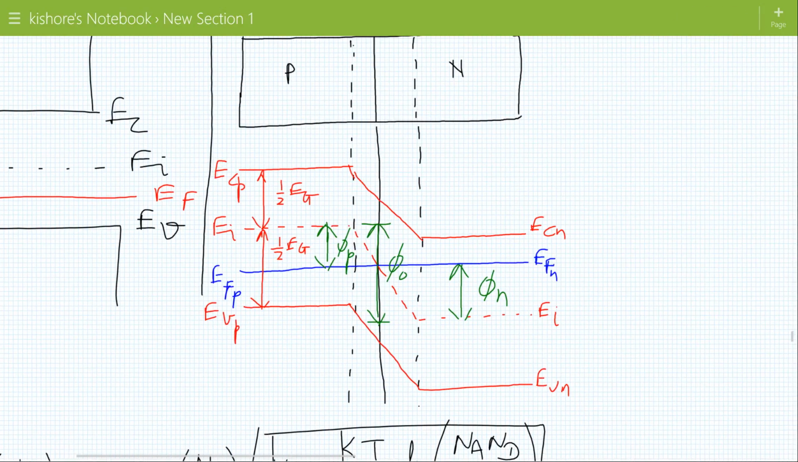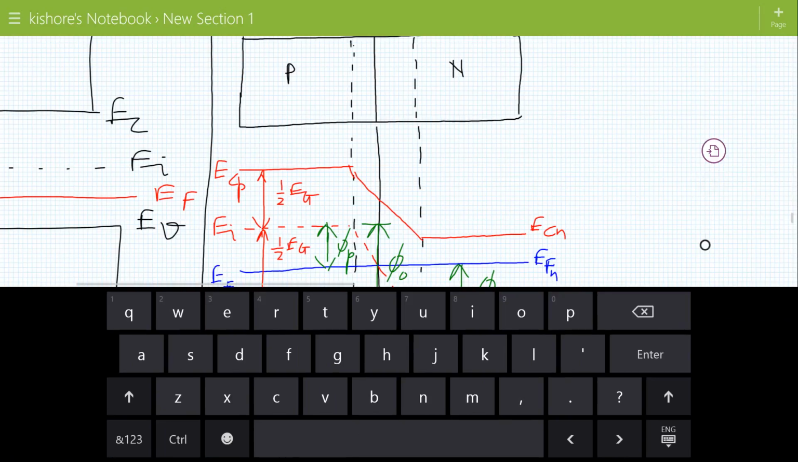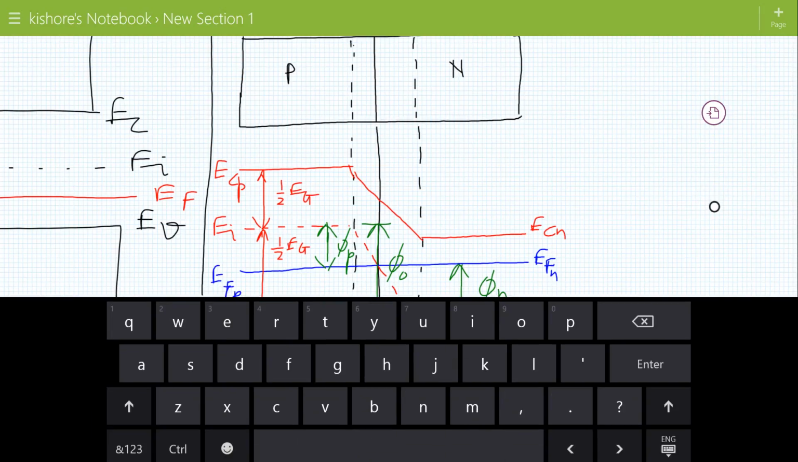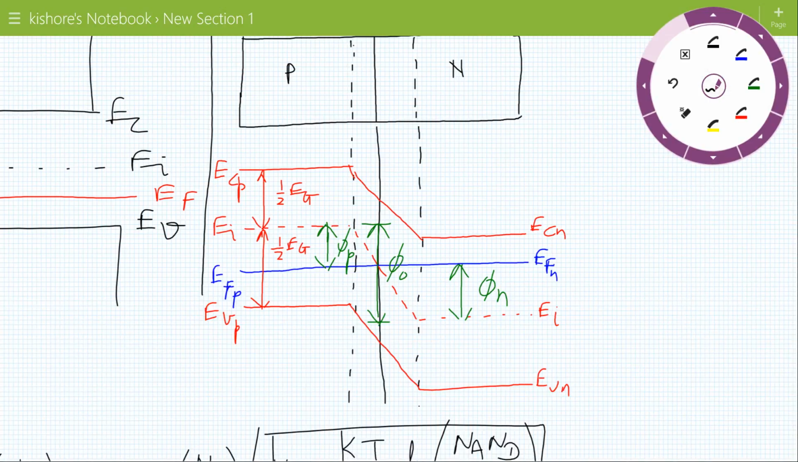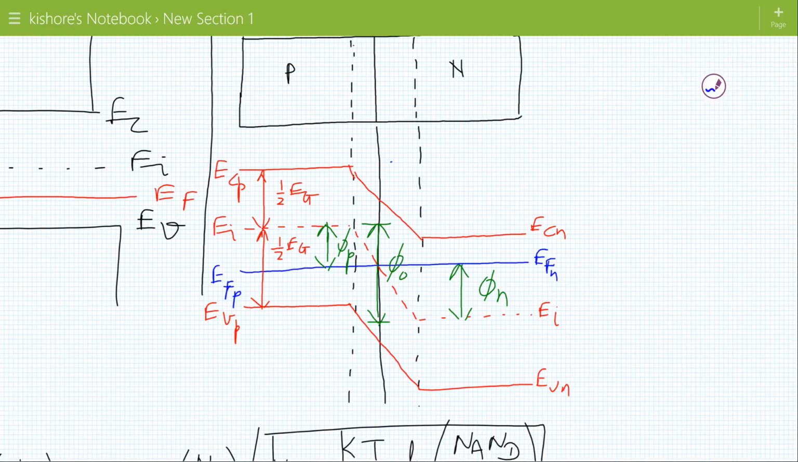Now in this diagram, the gap between conduction bands of p type and n type is also phi naught, and the gap between valence band of p type and n type is also phi naught under zero bias.